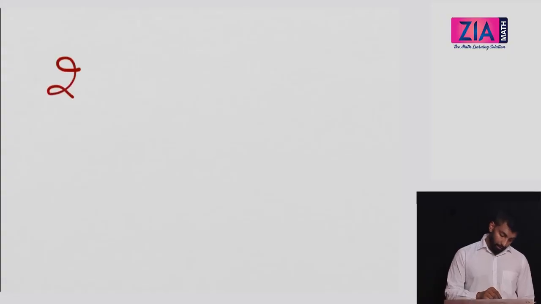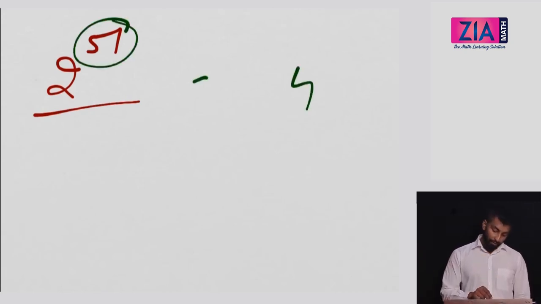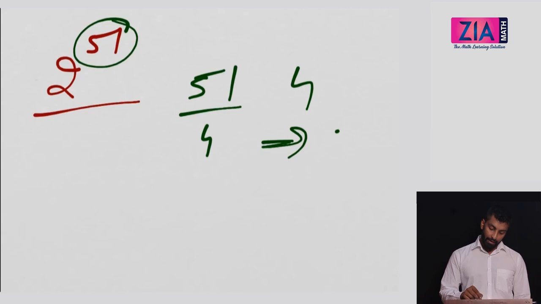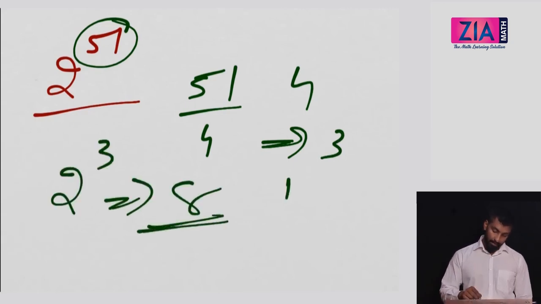So what is this? 2 raised to 51, you need to find the last digit, right? So how will you do it? We have discussed power cycle, frequency and everything. What is the frequency of 2? It is 4, right? So you take the power, 51, divide by 4, see what the remainder is, 3. You will write it as 2 cube, which is equal to 8, and you will mark the answer as B.